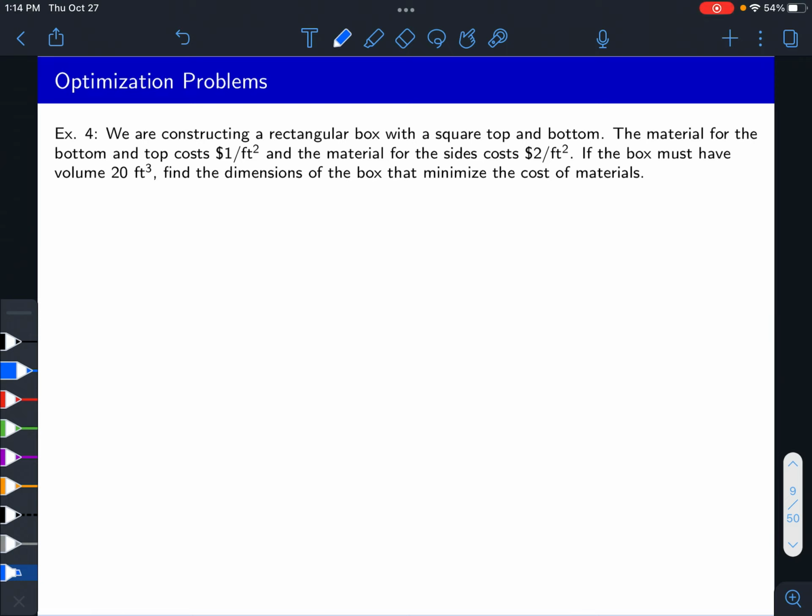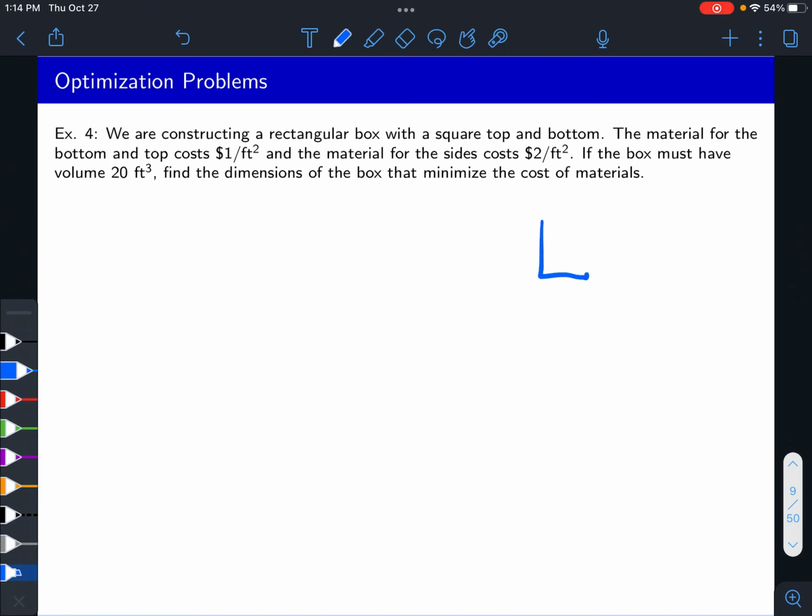Here's another one. Let's construct a rectangular box with a square top and bottom. The material for the bottom and the top costs $1 per square foot, and the material for the sides is $2 per square foot. If the box must have volume 20 cubic feet, we want to find the dimensions of the box that minimize the cost of the materials.